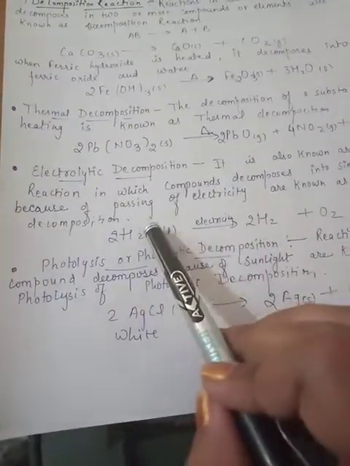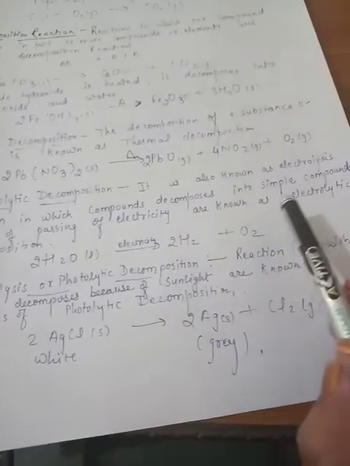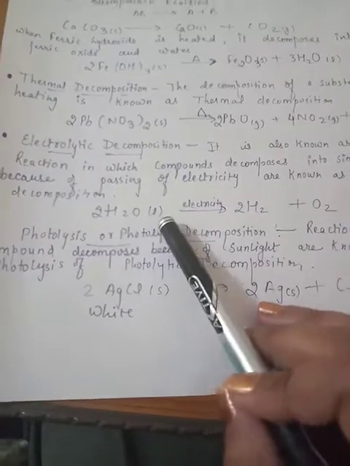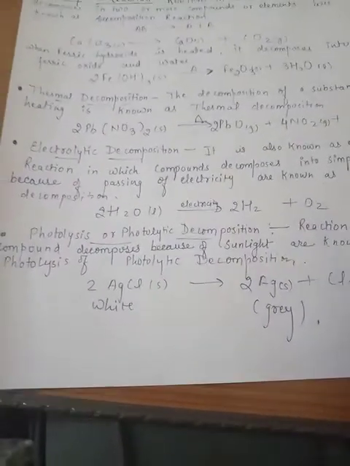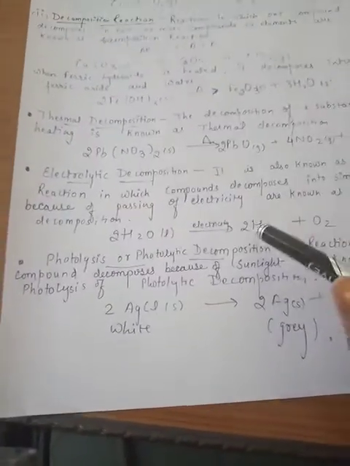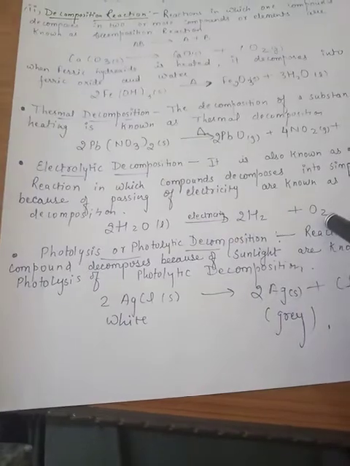After this, electrolytic decomposition. As the name is electrolytic, some kind of electricity will be there. It is also known as electrolysis reaction, in which a compound decomposes into simpler substances when we pass electricity. So here water molecules are there. Water is in liquid form. When electricity is passed through it, hydrogen and oxygen are going to be formed. This is not possible to do normally, without electricity.